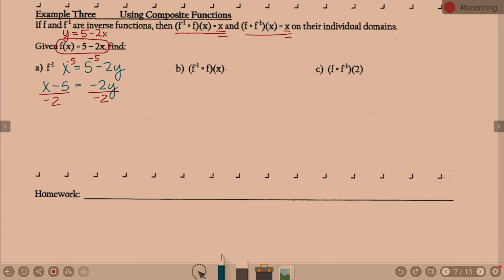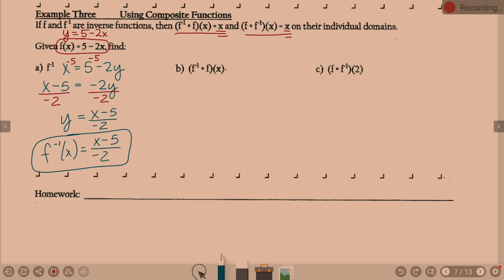Now, negative 2's cancel. y equals x minus 5 divided by negative 2. If we're going to be official, instead of y, I can replace it and say f inverse of x. f inverse of x equals x minus 5 over negative 2. You have to use this to do part B and part C.